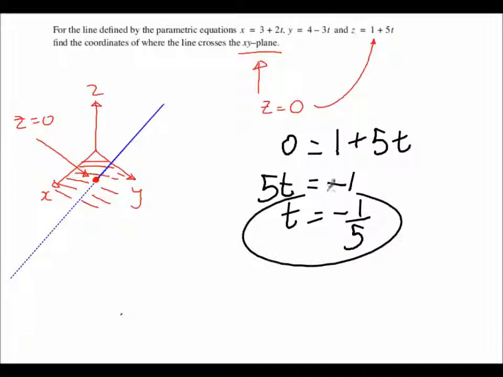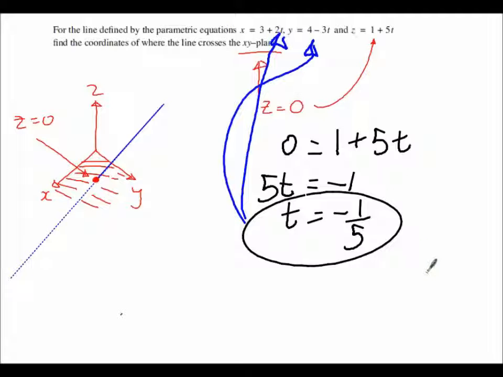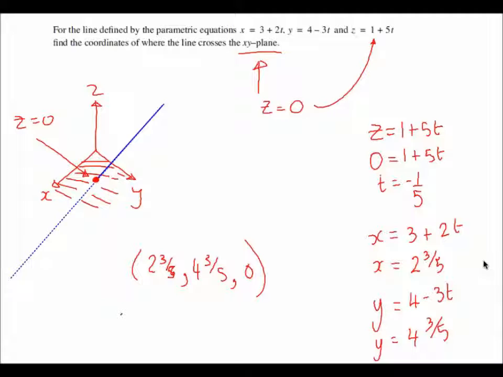What I can do now with that value of t is substitute it into here to work out my x coordinate, and here to work out my y coordinate. Okay, pause the video and see if you can do that yourself. Okay, so if you've done that correctly, you will have found that x equals 2 3/5 and y is equal to 4 3/5. So those are the coordinates of the point that intersects the line and the plane there.